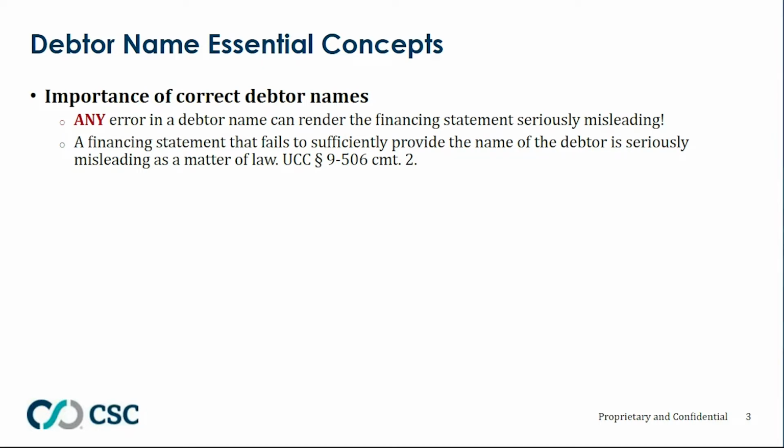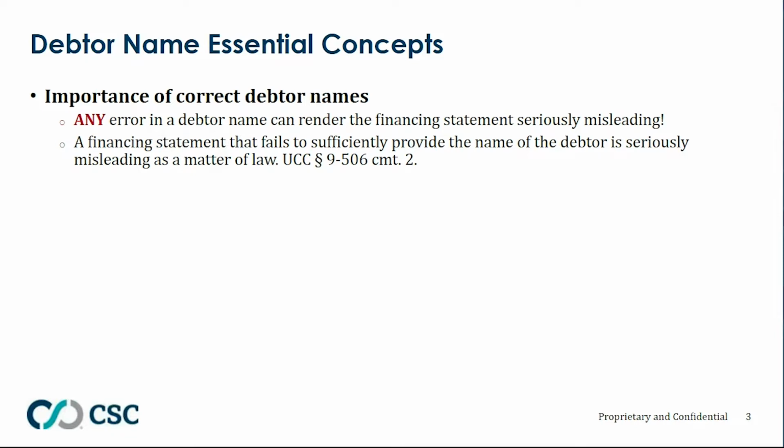It's seriously misleading as a matter of law. It's not something that a jury will decide, whether it's a reasonable error or something like that. It's something that a judge will decide. It either is the debtor name or it isn't.